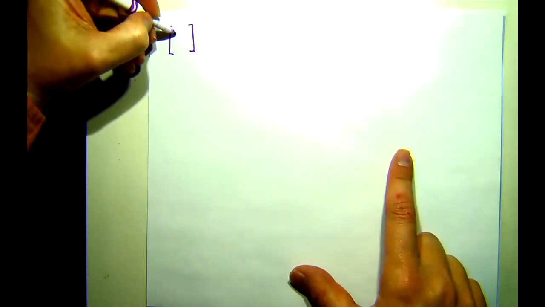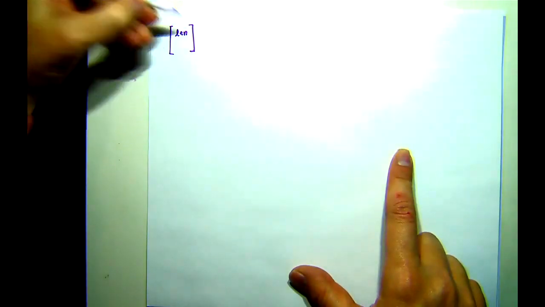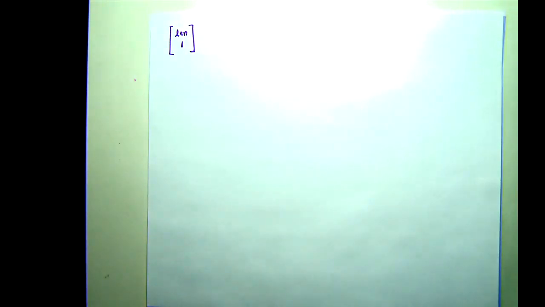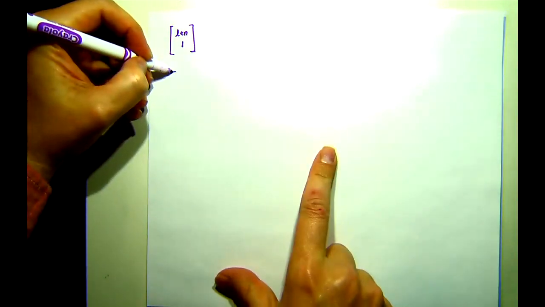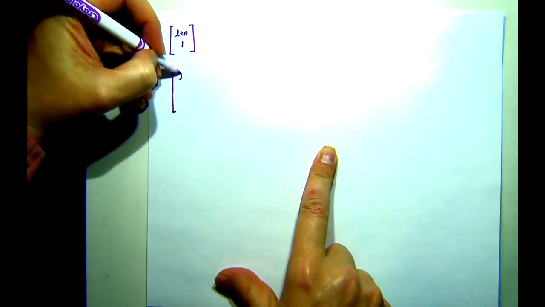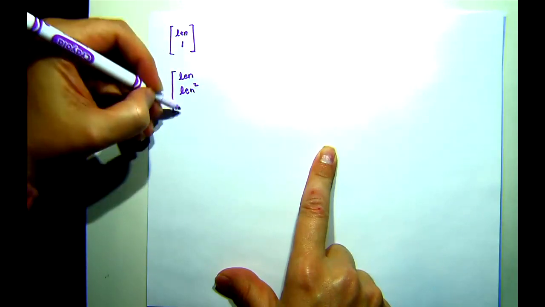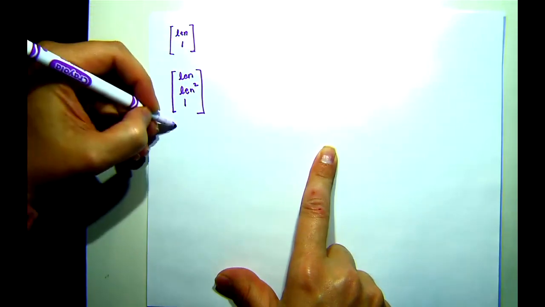Now the original feature vector would be something like length, 1. So length and then 1. Now we have control of this feature vector. We can do whatever we want with it. So one thing we can do is add features such as the square of length, and then we'd have 1.